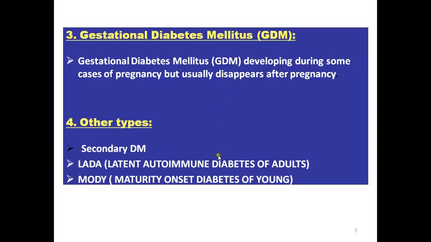Then there are other types like secondary DM because of chronic or acute pancreatitis or surgical procedures, where there's damage to the pancreas, or infiltration of the pancreas, like in hemochromatosis. Or there is LADA and MODY. LADA is latent autoimmune diabetes of adults, and MODY is maturity onset diabetes of the young.